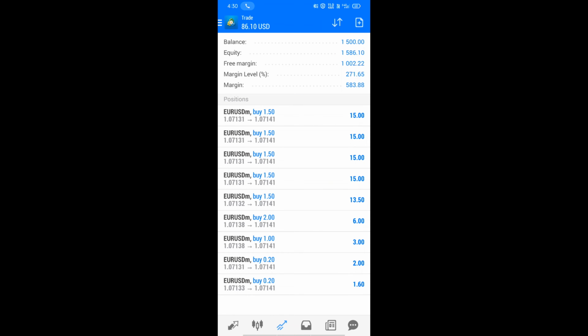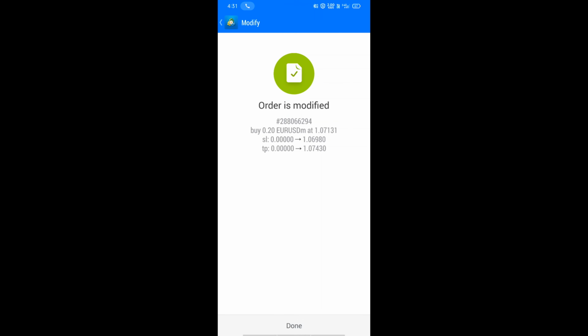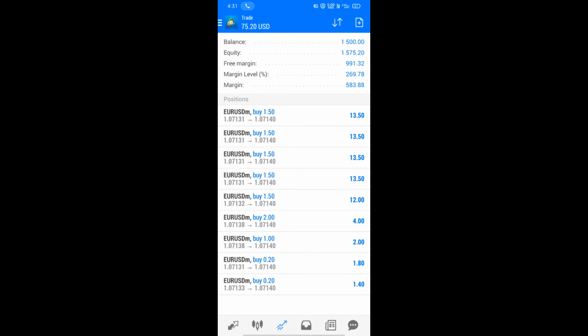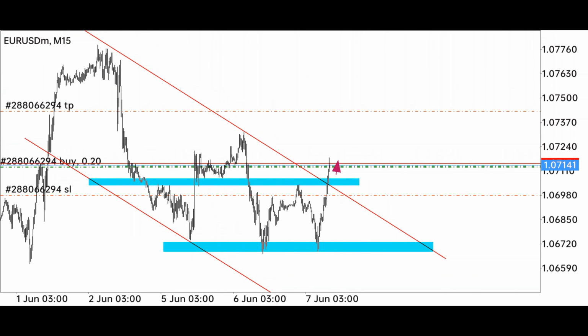Our risk here is $1,500. If the stop loss is hit, we will lose $1,500. So always know this before taking a trade. Guys, all our work is complete. Now we are seeing some profit, but here we can also have a loss. If the stop loss is hit here, then our account will be zero.